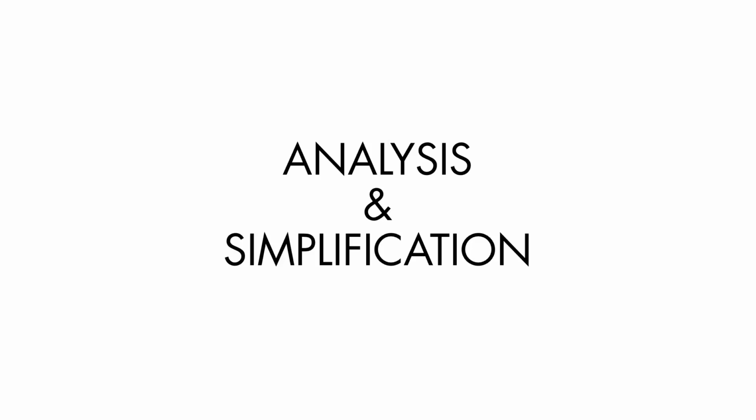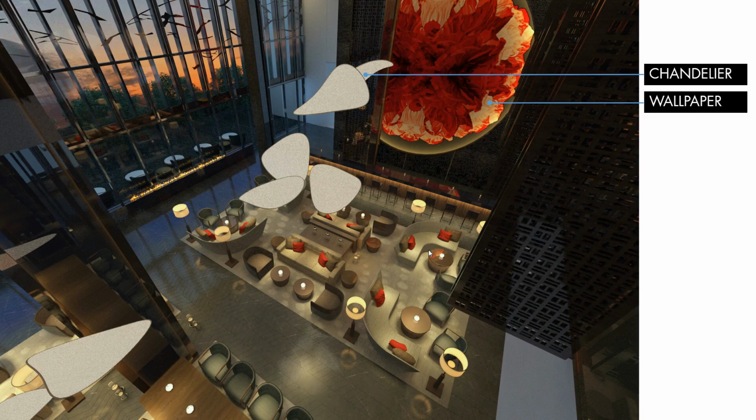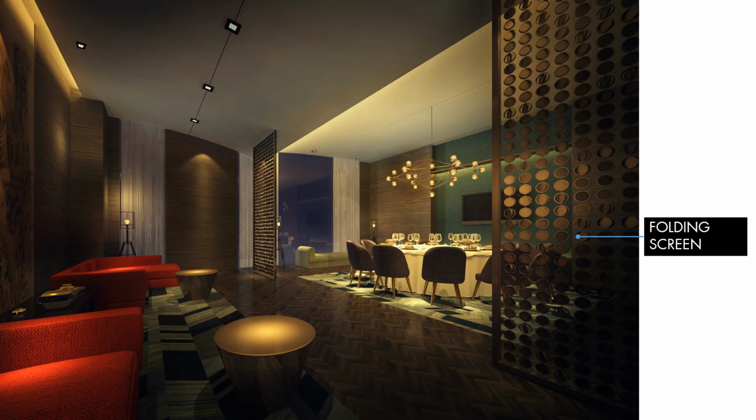Before doing parametric design, I analyzed this project and simplified it. This is the lobby of this hotel. You can see there are some interesting elements there, like the wallpaper and the chandelier. This is the president dinner room. You can see there is a very beautiful folding screen. So my decision is to recreate the wallpaper, chandelier, and folding screen in Grasshopper.